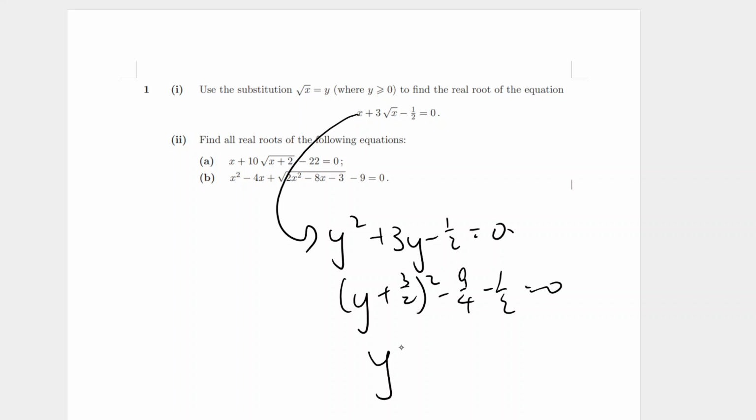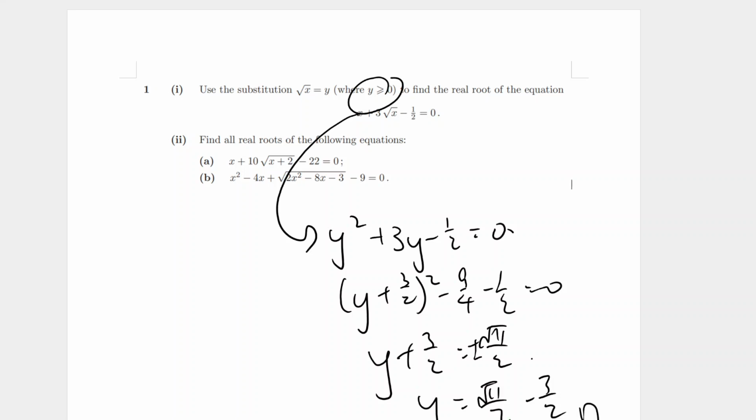So y plus 3 over 2 equals what? This becomes the square root of 11 over 2, which gives us y equals, well, plus or minus technically. But you know that the minus solution doesn't exist, right? So we could just write, okay, that's root 11 over 2 minus 3 over 2. Okay, that's the first part done.